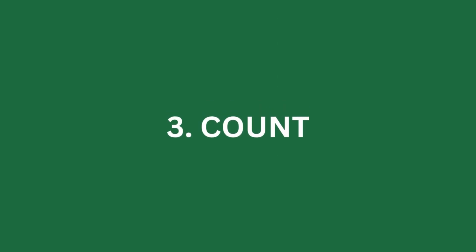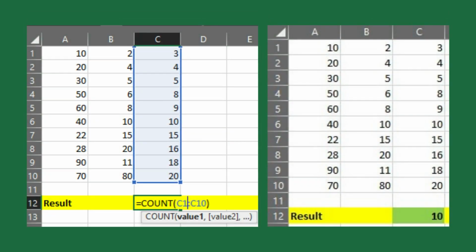Number 3. COUNT counts the number of cells that contain numbers in a range. For example, equals COUNT, range C1 to C10, counts the number of cells in the range C1 to C10 that contain numbers. The result of it is 10.